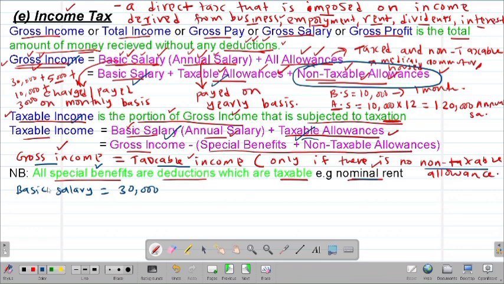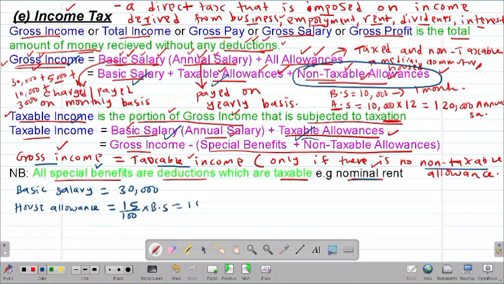Let's say the person is working in a government institution and the government is giving him the house, which is capped at 15%. So that means this particular person will be enjoying what we call a house allowance, which is always charged at 15% of the basic salary.